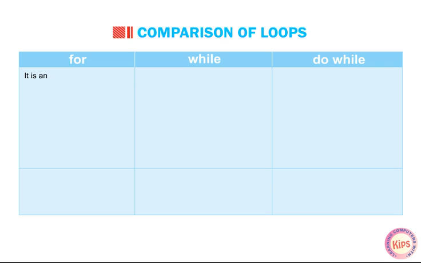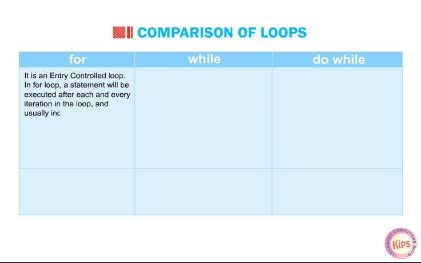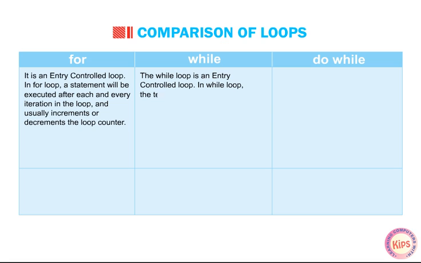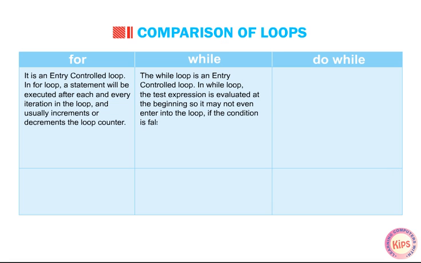For. It is an entry control loop. In for loop, a statement will be executed after each and every iteration in the loop and usually increments or decrements the loop counter. While. The while loop is an entry control loop. In while loop, the test expression is evaluated at the beginning, so it may not even enter into the loop if the condition is false.